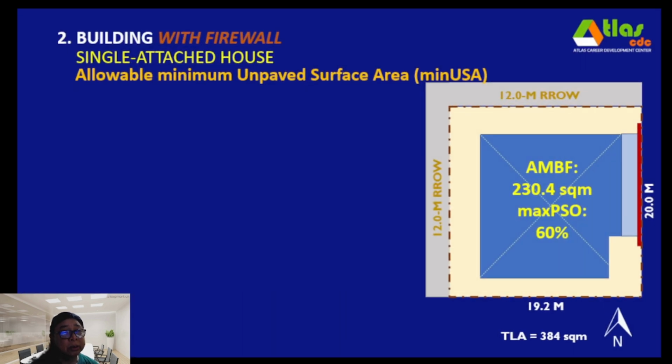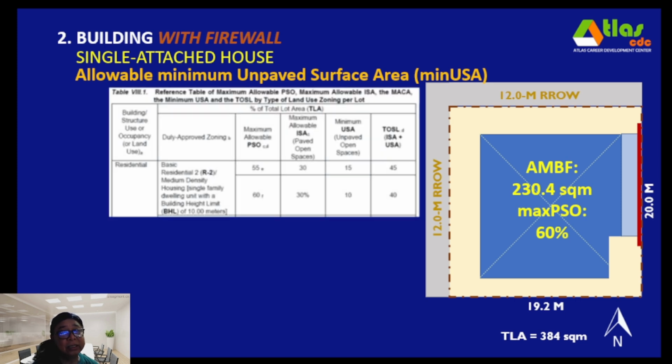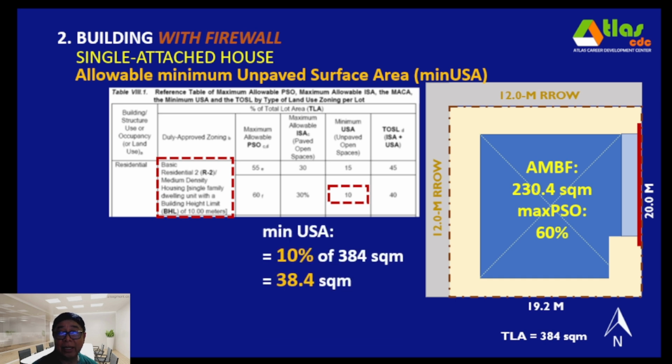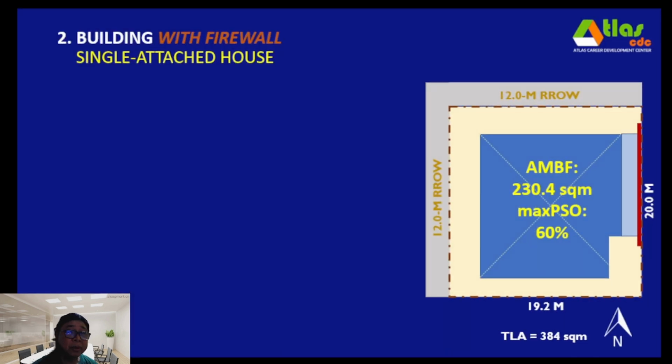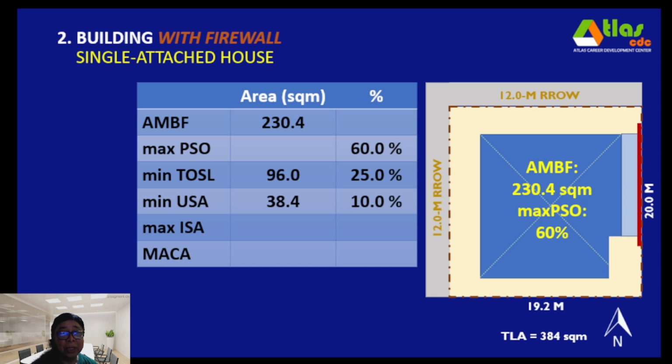So we go to the minimum unpaved. Again, our reference here is basically table 8.1. So whatever is provided here, 10% is the minimum USA with firewall. Just multiply it with the TLA, giving you a value of 38.4 square meters. So again, put that in the tabulation to finalize your value of the minimum USA: 38.4 square meters, 10% of the TLA.